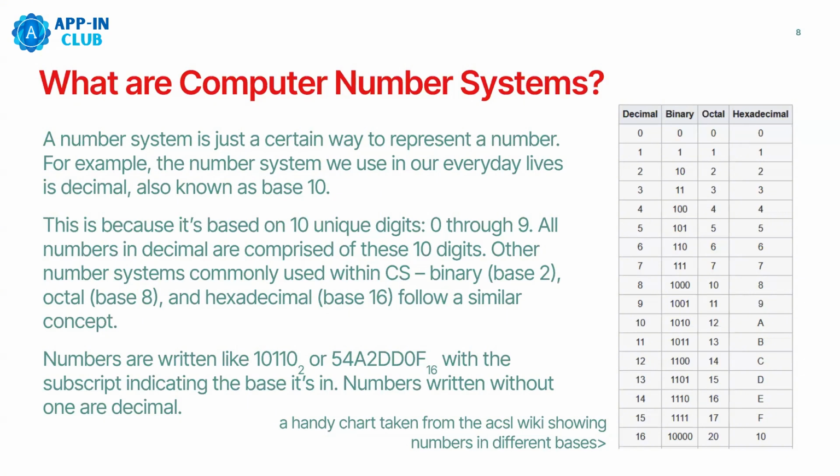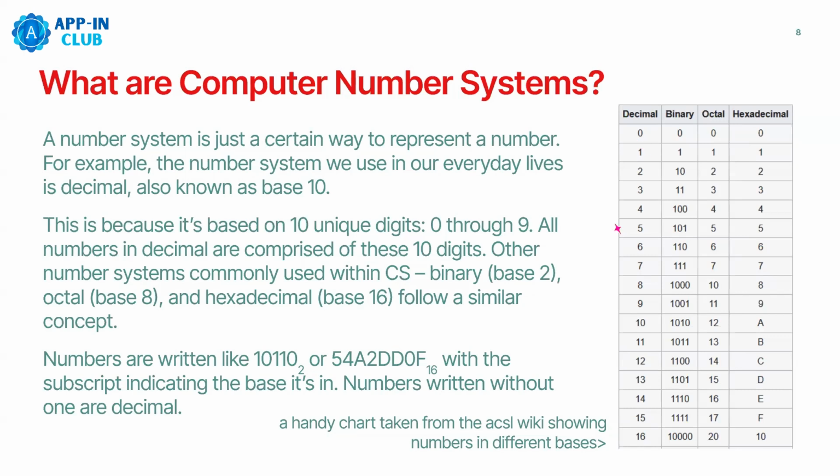These sort of follow a similar concept, where while decimal has 10 unique digits, binary has 2, 0 and 1, octal has 8, 0 up to 7, and hexadecimal has 16, where, as you can see on the side, it goes from 0 to F. After going past 9, it uses letters A to F. Numbers are written like this, with the number and then a subscript denoting the base. Numbers written without a subscript are typically decimal.